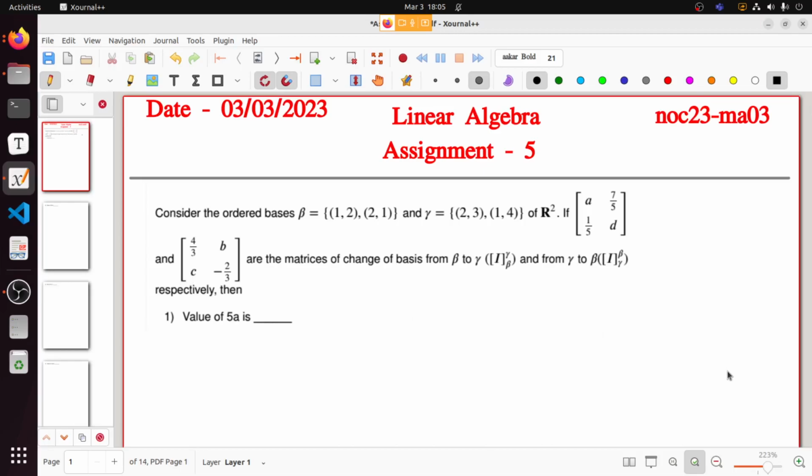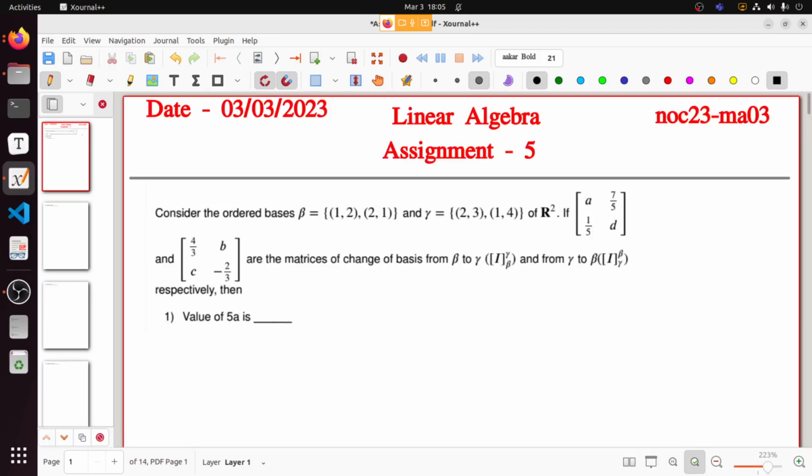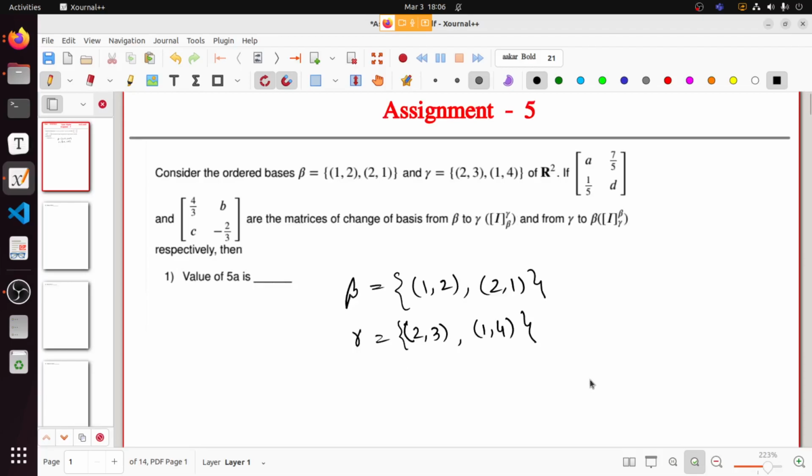What it is saying: consider the bases beta and gamma, two bases given of R2, and two matrices are given. You have to find the change of basis matrix of the identity transformation with respect to both the bases, beta gamma and gamma beta. Beta is (1, 2) and (2, 1), this is one basis, and gamma is (2, 3) and (1, 4). These are the two bases for R2.